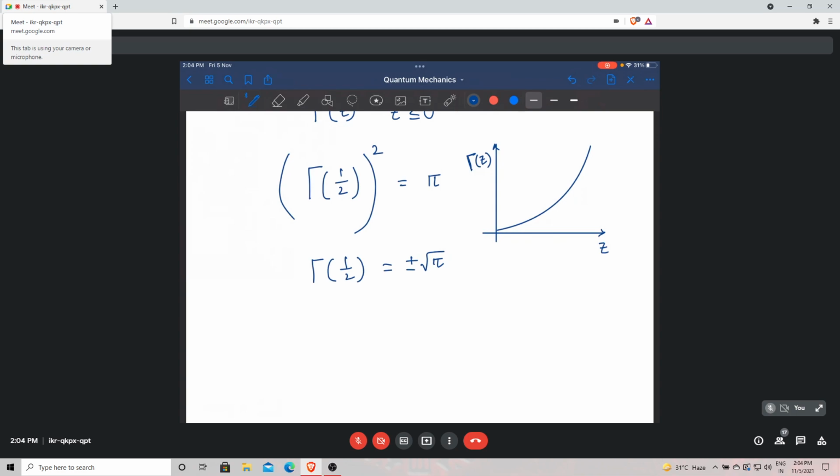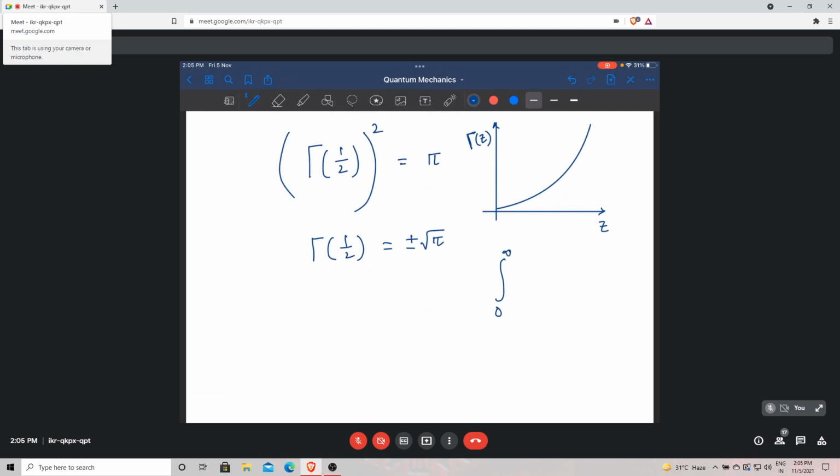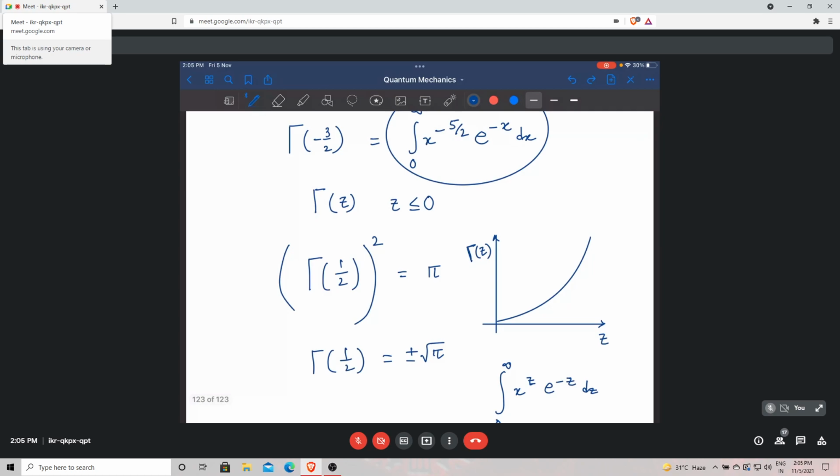If you recall, at the starting of the class, I showed you how the plot of the gamma function looks. That comes from the general definition. We are plotting this integration, the integral of x to the power of z e to the power of minus x dx. So you are saying we can only take the positive root for some reason. I don't know whether it will give some negative outputs or not. In this case, it could have been minus root pi, but it is not.